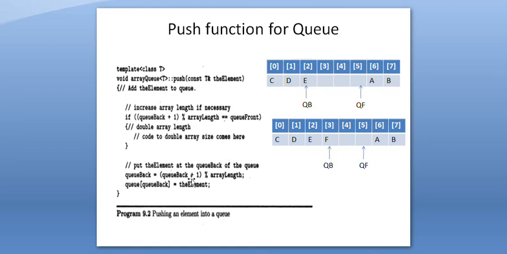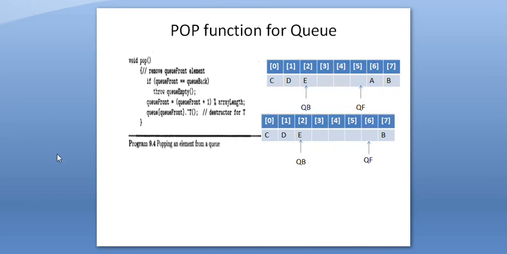Just remember, this is the formula which we had talked about, that is changing the index of the back, or rear. Rear is equal to rear plus 1 modulo n, the array length. That's what was discussed. The next code is for the function pop.